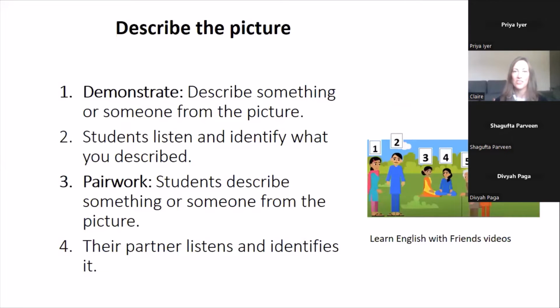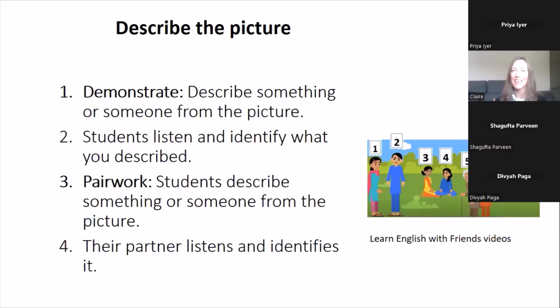Now it's over to students. So this is where students are getting some control over the activity. So this time they choose something to describe from the picture and they tell their partner. So if this is something in the book, they can look at it, their partner can listen and point. Or if it's on the board, again, they can listen, everybody's looking at the same picture.